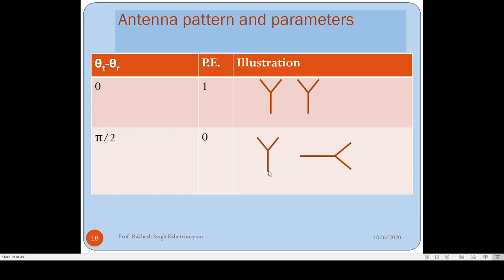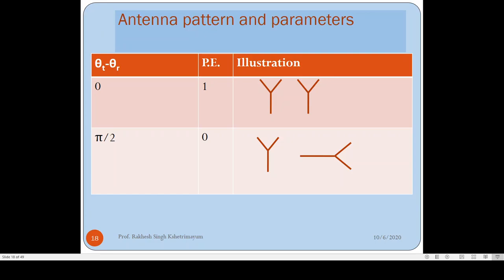In that case, theta t and theta r are perpendicular to each other. In that case, the difference between theta t and theta r is pi by 2. So cosine will become 0 now. So that means even if you are transmitting a high power signal from the transmitting antenna, if the receiving antenna is aligned in the perpendicular direction, you won't be able to pick up any signal.